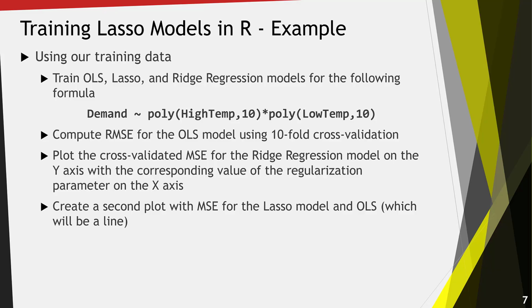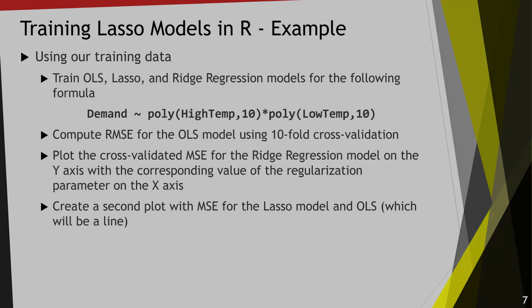We'll compute the root mean square error for the OLS model using tenfold cross-validation, and we're going to plot the cross-validated mean square error for the ridge regression model on the y-axis and the corresponding value of the regularization parameter on the x-axis to see how mean square error varies with the regularization parameter. We'll follow that up by making a second plot where we add the mean square error for lasso and OLS to this visualization.